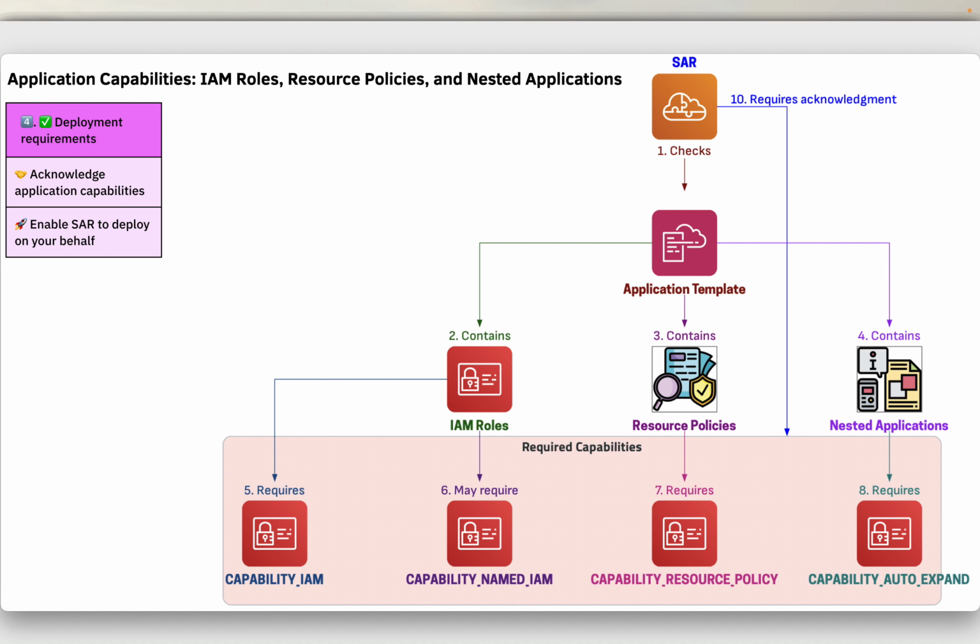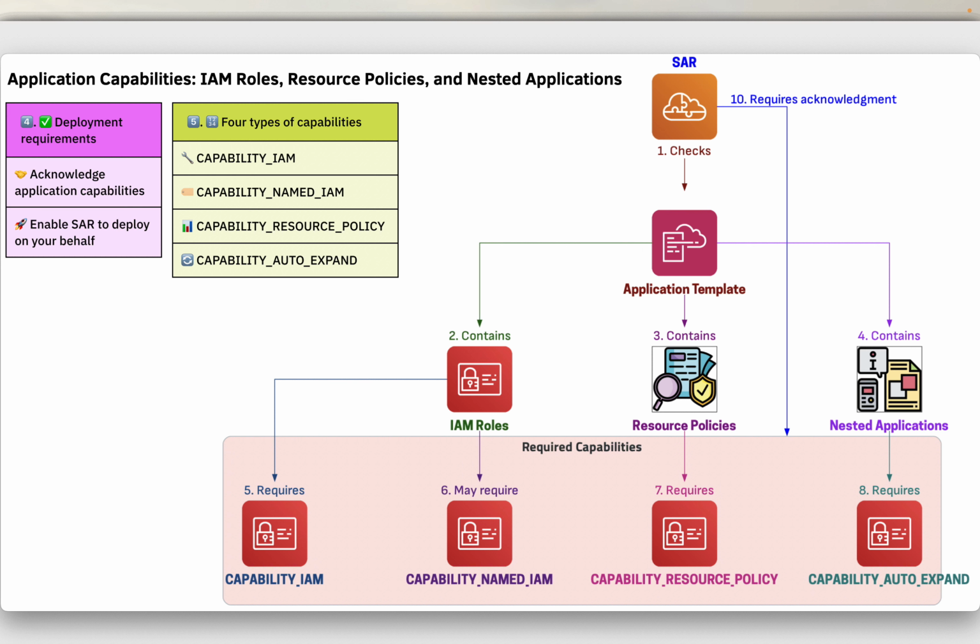To deploy an application, users must acknowledge that the application contains certain capabilities, which is a requirement before the AWS Serverless Application Repository can deploy the application on the user's behalf. Applications can contain any one of the 4 types of capabilities, and these are CAPABILITY_IAM, CAPABILITY_NAMED_IAM, CAPABILITY_RESOURCE_POLICY, and CAPABILITY_AUTO_EXPAND.